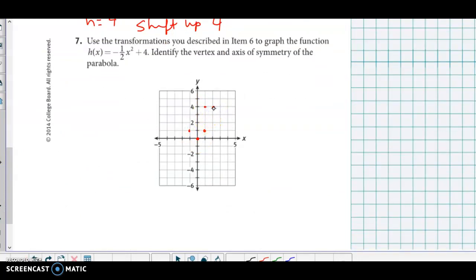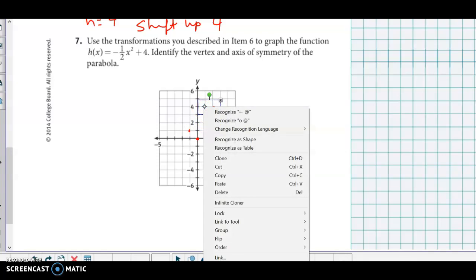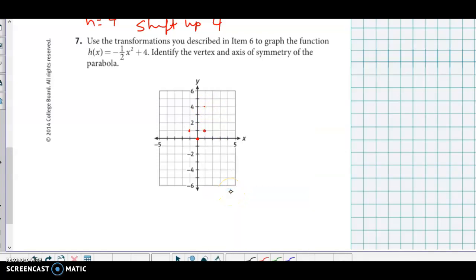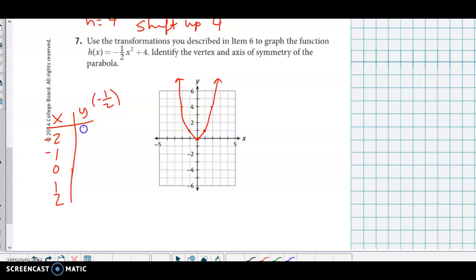Let me get rid of that dot there. So now we're going to multiply this by a negative 1/2. So negative 2, negative 1, 0, 1, and 2. If this was 4, 1, 0, 1, and 4, half is going to be a negative 2, negative 0.5, a negative 0.5, and a negative 2. So you can see that it is in fact going down.